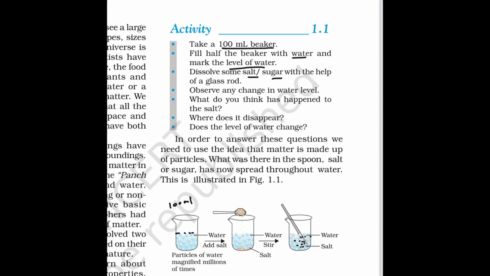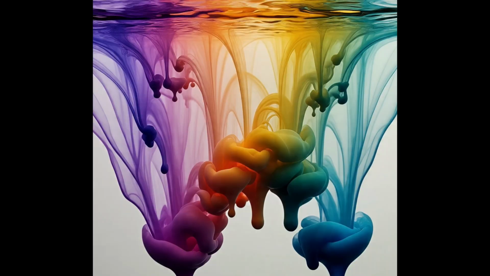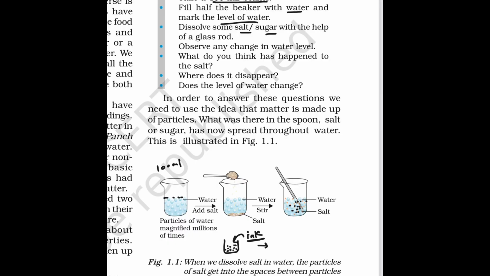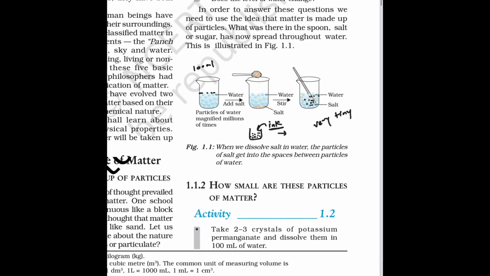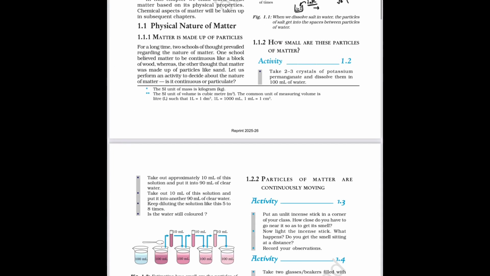Okay? And you can also take another example, like add a few drops of ink into the water. After some time you will observe water has absorbed the ink's color. Ink will mix with water particles. And these particles are very tiny, so tiny that they cannot be seen with the naked eye. Okay? How small are these particles of matter? Let's test this by another example here.